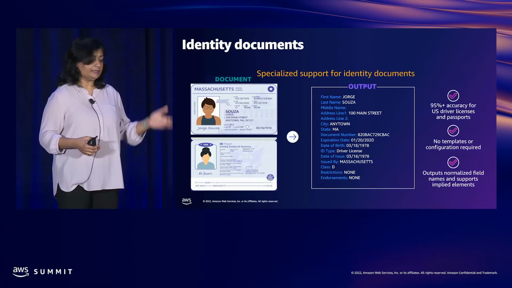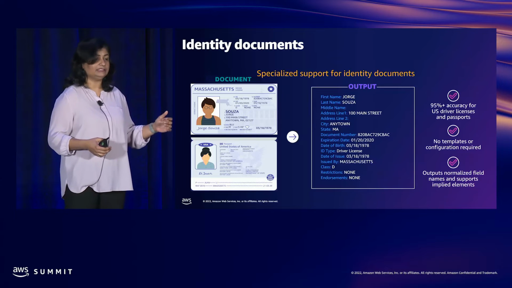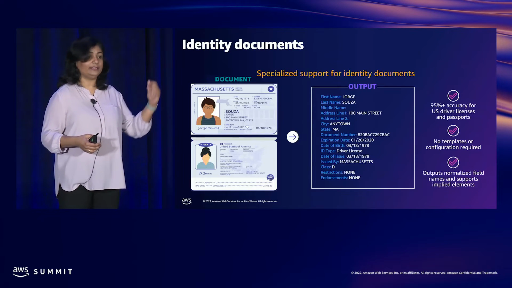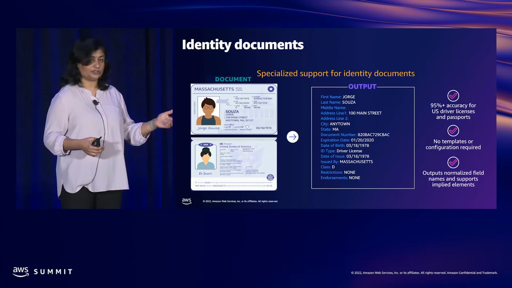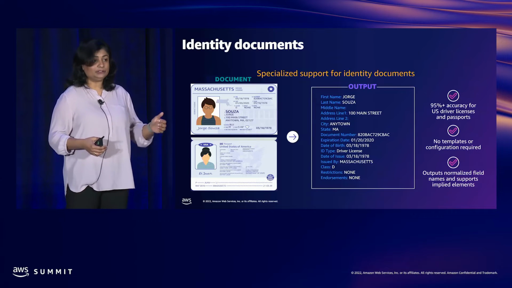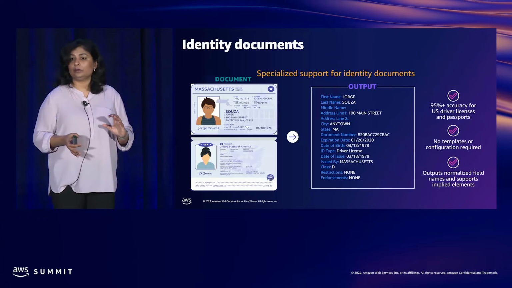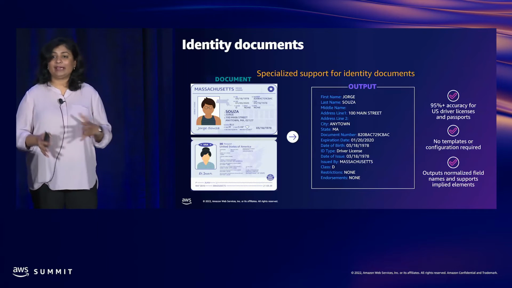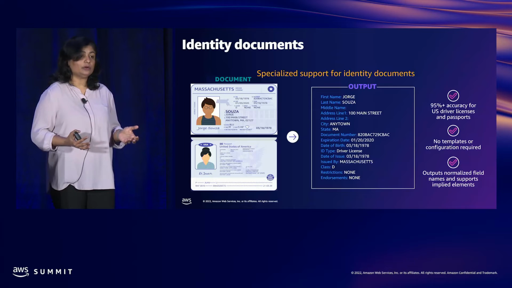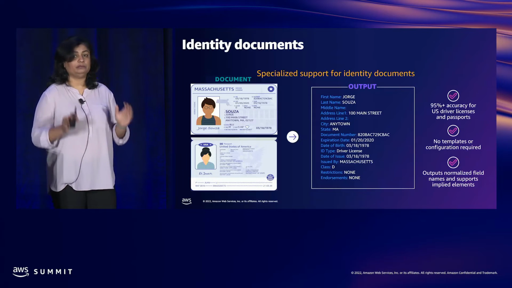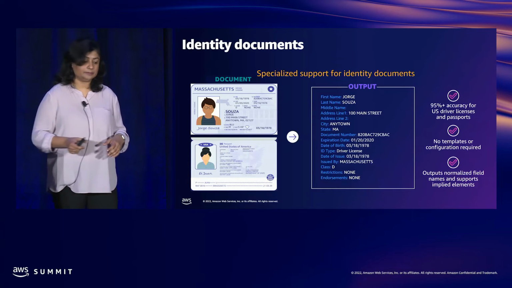Similarly, for the first name and last name, there is nothing in there which says it's the first name or last name, or tells you that it was issued by Massachusetts. So all that information, we have taken out all the post-processing, all the custom models that you might have to build, and have packaged it so that you can just call our API and we'll take care of it. No need for any post-processing.